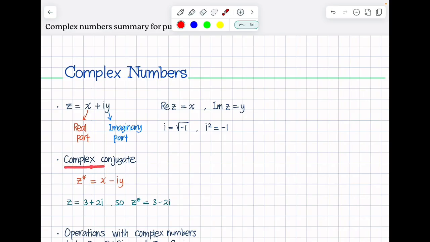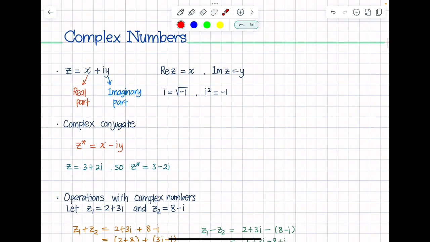Complex conjugate, the notation is z star or z conjugate, is the opposite sign of the imaginary part. If we have z equals 3 plus 2i, then z star equals 3 minus 2i.